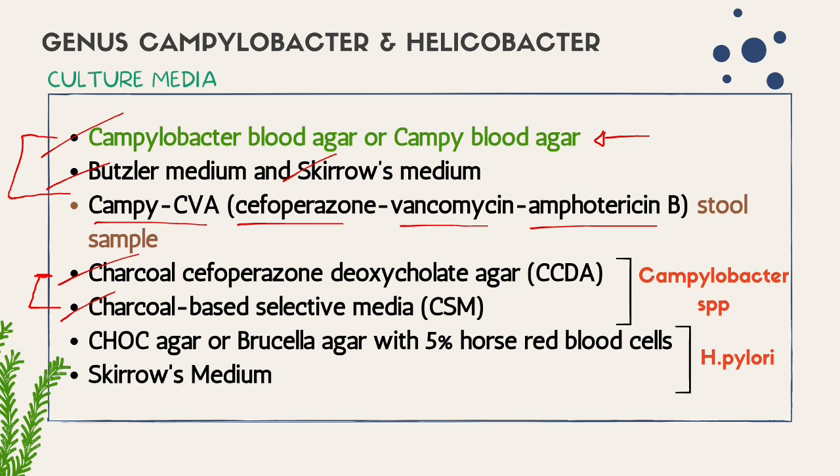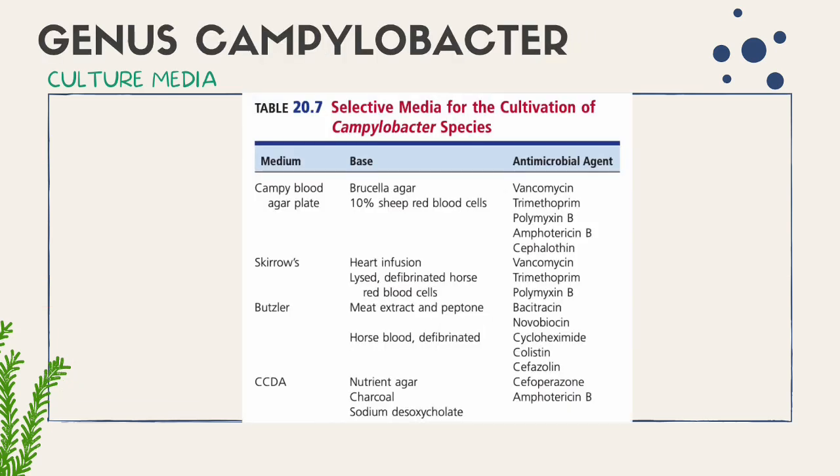While for H. pylori, we can use the chocolate agar or Brucella agar with 5% horse red blood cells together with your Skirrow medium. So this is from the book. Here are the selective media for the cultivation of your Campylobacter species. Again, we have your Campy blood agar, the Skirrow, the Butzler, and the more recommended agar to increase the yield of your Campylobacter species, which is the CCDA.